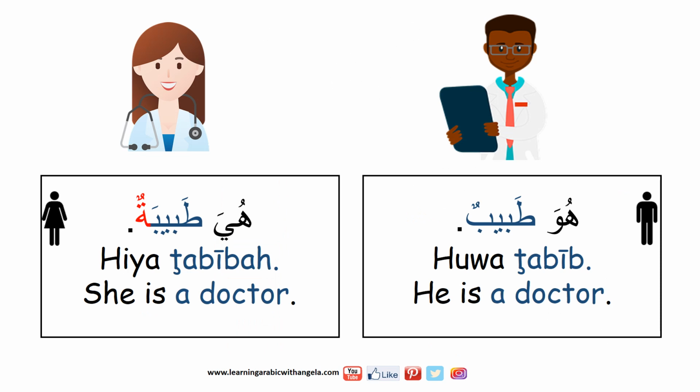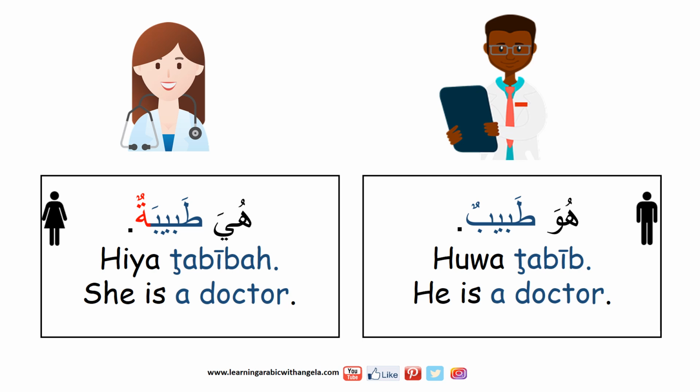Let's look at our first example. هو طبيب هي طبيبة. Tabib means doctor in Arabic. So when I say huwa tabib, that means he is a doctor. Huwa is the pronoun for he. And this is a nominal sentence. And notice that we do not have verb to be in Arabic. So we straight away say he, doctor, because the pronoun in itself kind of contains verb to be. So huwa tabib means he is a doctor.